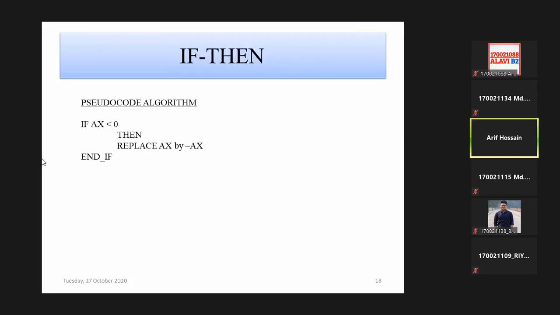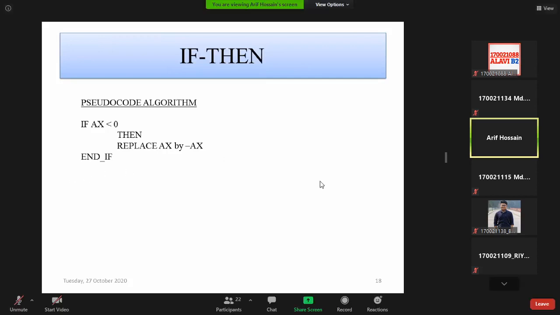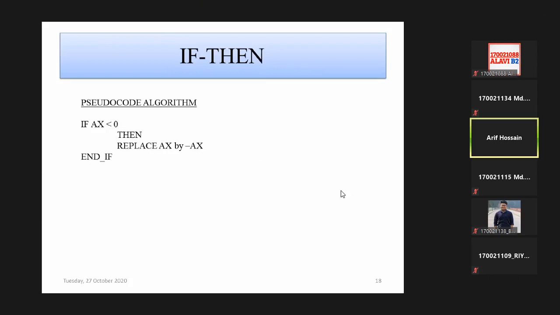Okay, so this is the pseudocode. We are trying to execute the if-then condition, like you did in C programming. If ax is less than 0, then replace ax by minus ax. That is what we want to do. Is the pseudocode clear, everyone?